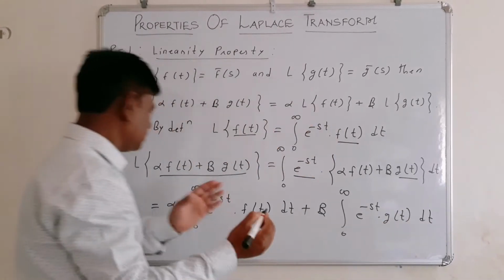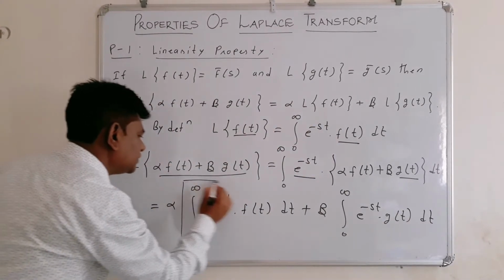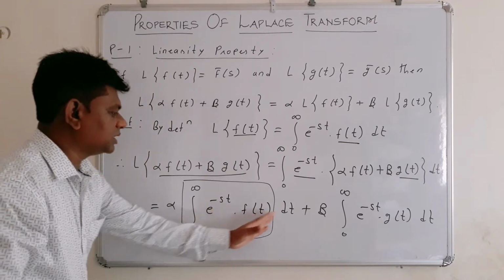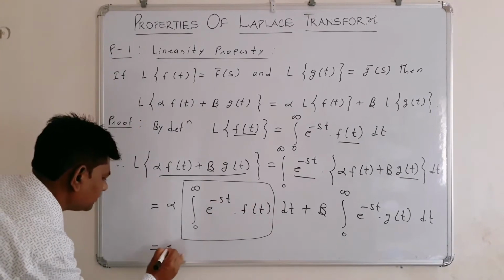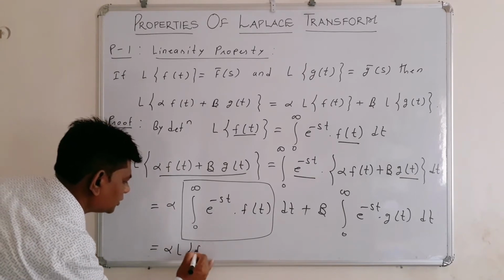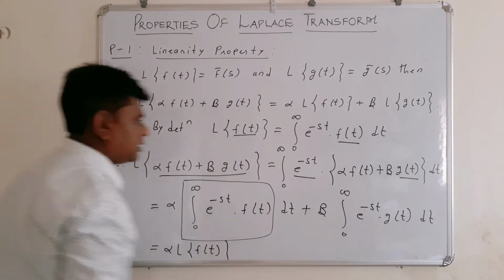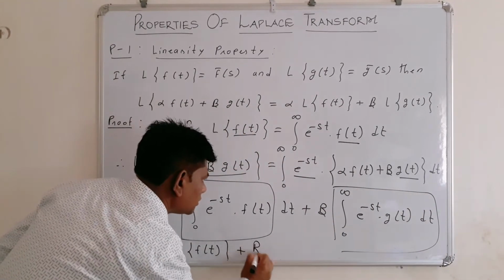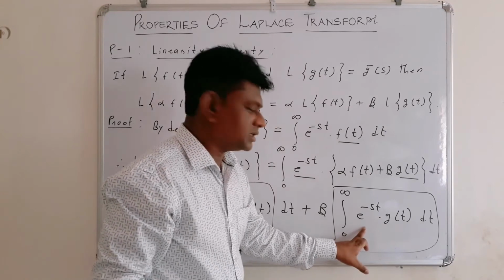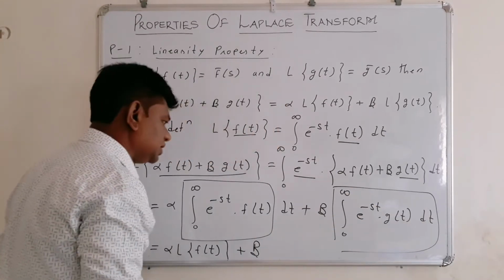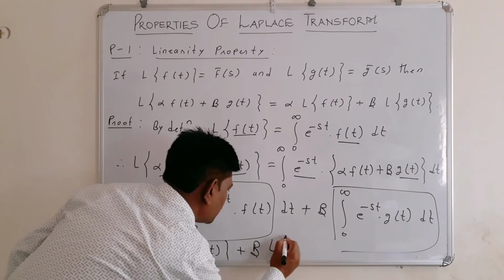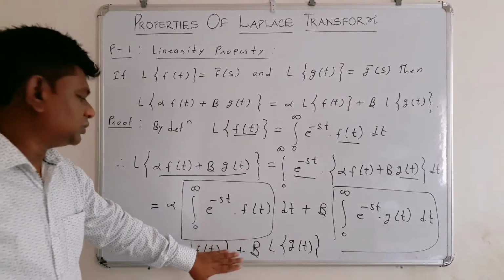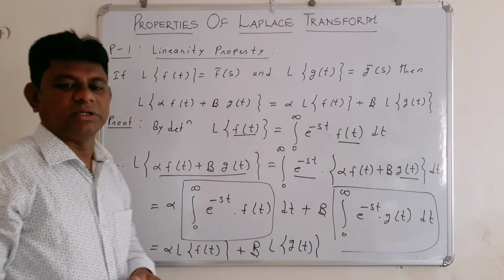dt. Now by using the definition, this integration e to the power minus st f(t) dt is the Laplace transform of f(t), and this integration e to the power minus st g(t) dt is the Laplace transform of g(t). This is the proof of the linearity property.